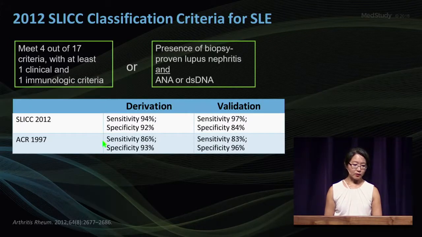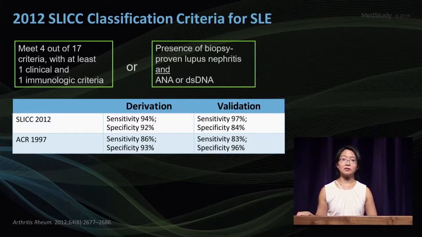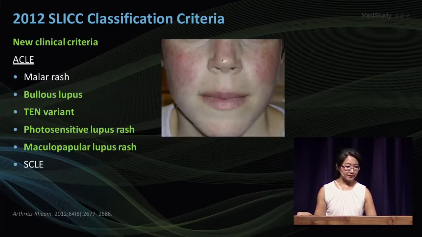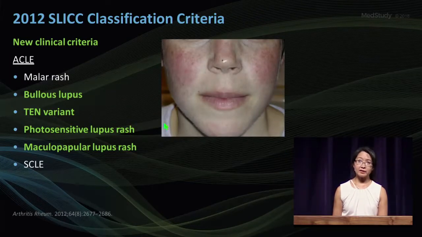And so when they went ahead and validated the SLICC 2012 criteria, they validated the ACR criteria. ACR criteria actually did pretty well, although the SLICC criteria had better sensitivity. But because of the poor specificity of the SLICC criteria, the ACR developed the 2018 criteria. So what exactly is in the new criteria, both in 2012 and 2018?